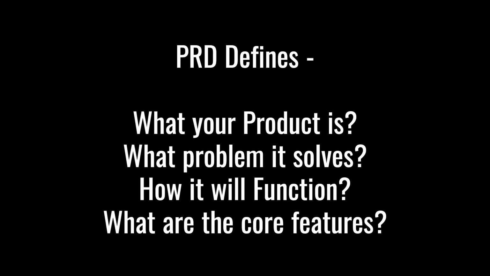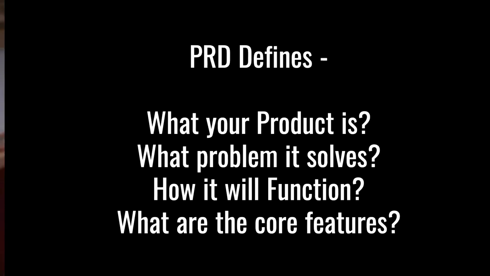So PRD actually defines what exactly your product is. What are the pain points that it solves? What is the real solution it's bringing to the people? How it will function, right? And what are the things that you're going to include or exclude from this MVP version? The very specific, very accurate detail that you give to the AI model so that it has some boundary and some detail to work with, so that it can bring the best outputs for you.